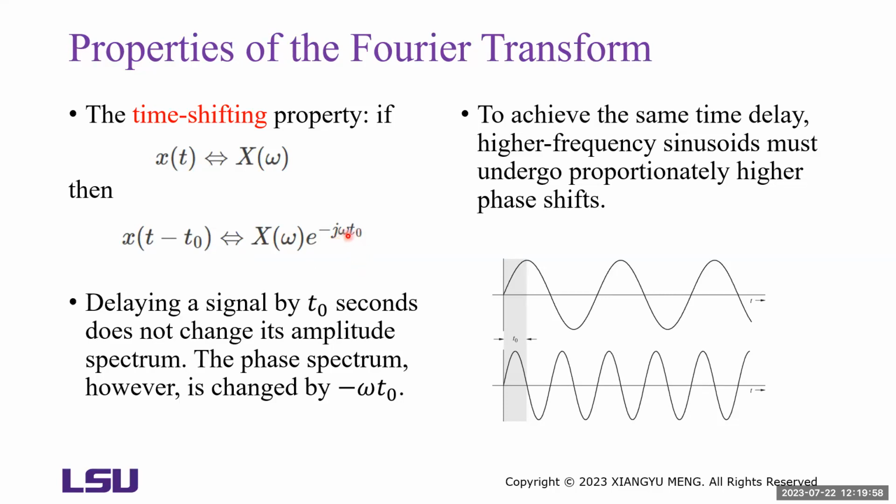This is a linear function of ω, meaning that high frequency components must undergo proportionately higher phase shifts to achieve the same time delay. This effect is illustrated in this figure with two sinusoids. The frequency of the lower sinusoid is twice that of the upper. The same time delay t0 amounts to a phase shift of 2π in the lower sinusoid and a phase shift of π in the upper sinusoid. This verifies the fact that to achieve the same time delay, higher frequency sinusoids must undergo proportionately higher phase shifts.